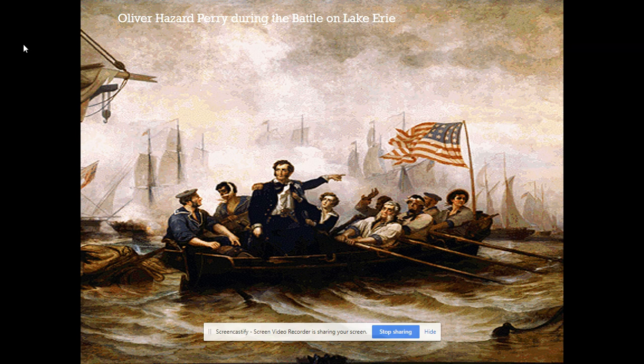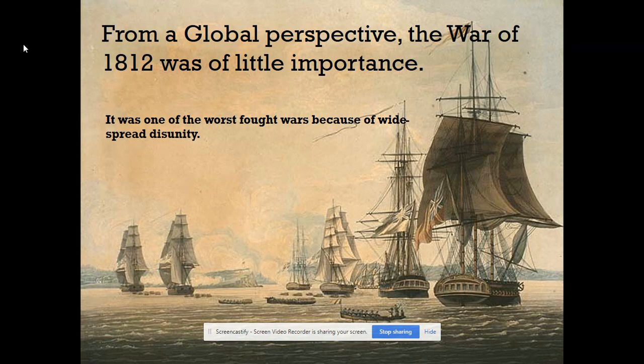And one of my favorite lines of any American in the war is from Oliver Hazard Perry, which I love his middle name. His ship is going down, and he boards this rowboat, and he's going over to another ship, and he yells, "I have not yet begun to fight." So he is not out of the fight yet. The man had grit, and I love it.